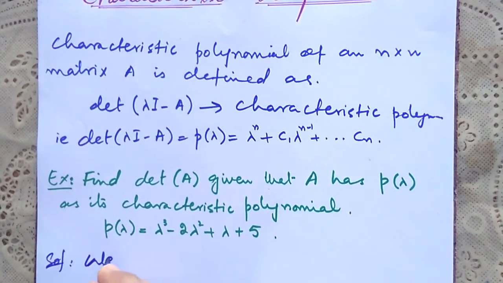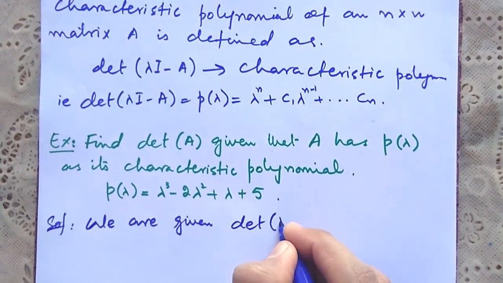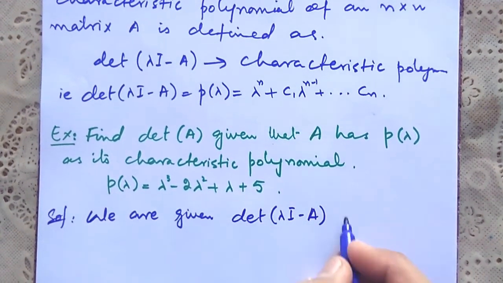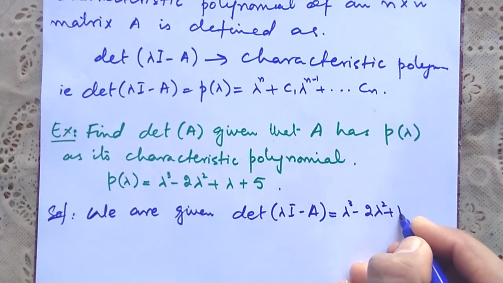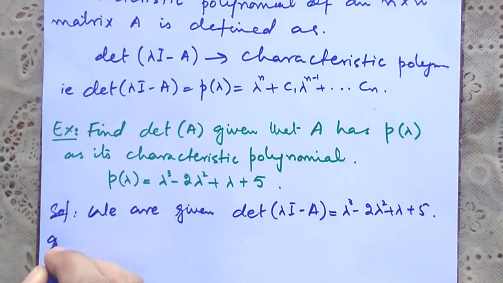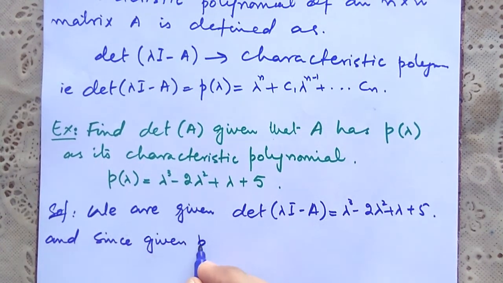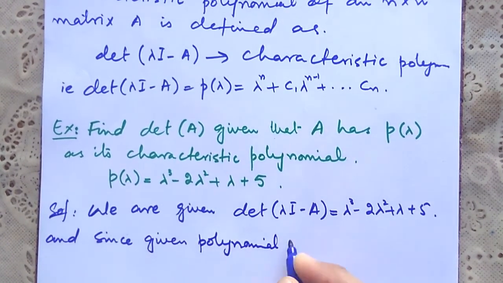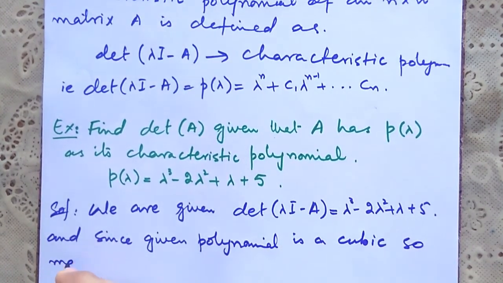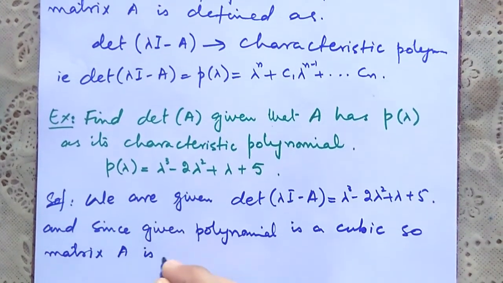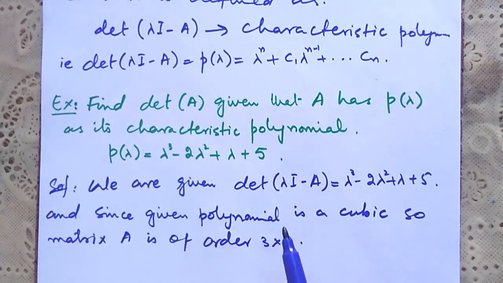So we are given determinant of lambda I minus A, the characteristic polynomial, and it is equal to lambda cube minus 2 lambda square plus lambda plus 5. And since the given polynomial is a cubic polynomial, matrix A is of order 3 by 3. Now we have to find the determinant of A.